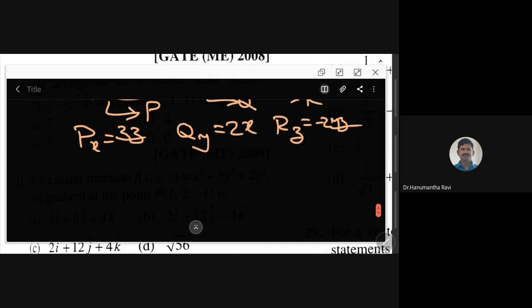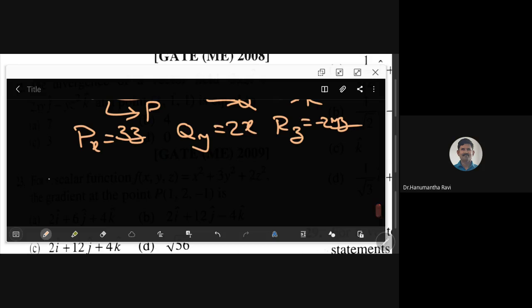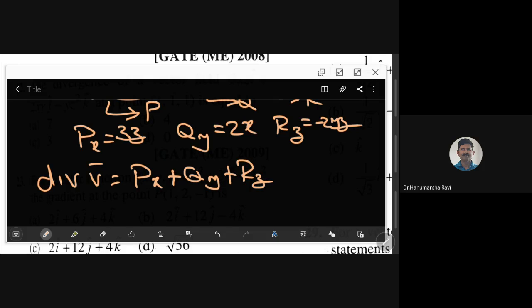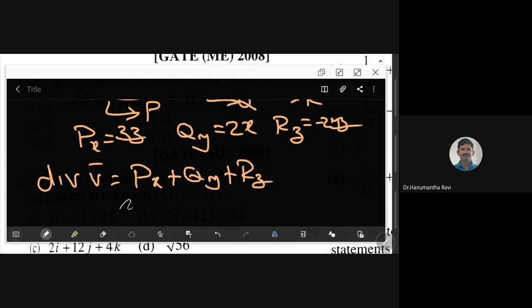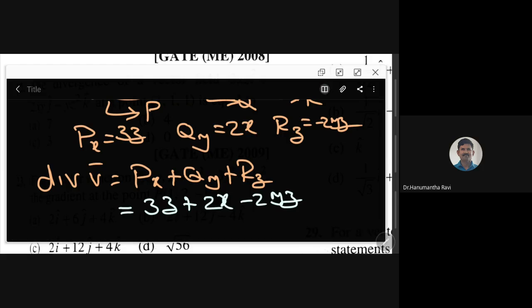So we have divergence of v bar is equal to Px plus Qy plus Rz. This is the formula. So this is equal to 3z plus 2x plus minus 2yz. That is the formula.